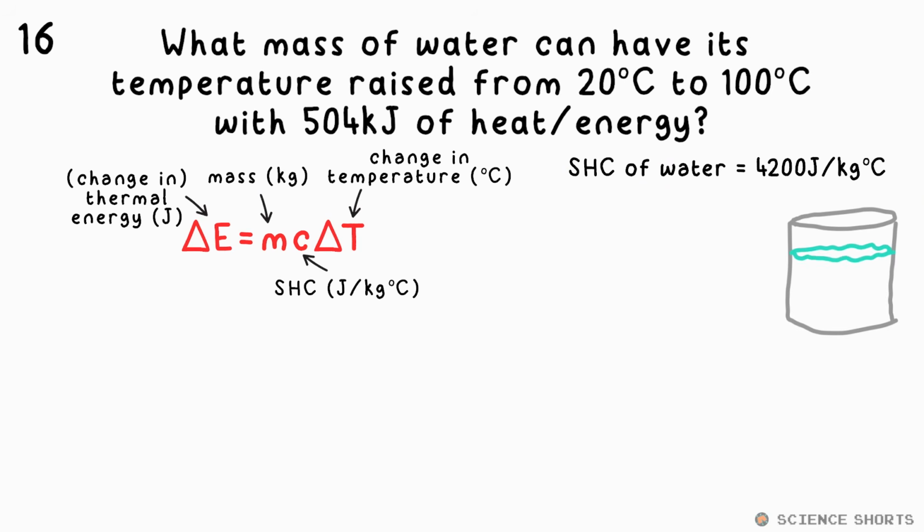Question 16. Here's the equation for specific heat capacity. That's change in thermal energy or heat equals mass in kilograms times specific heat capacity times temperature change in degrees Celsius. What mass of water at 20 degrees C initially can be raised to a temperature of 100 degrees C with 504 kilojoules of heat supplied? The SHC of water is 4,200 joules per kilogram per degree C.